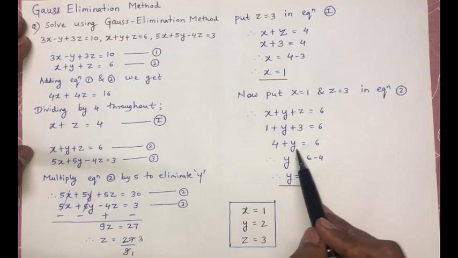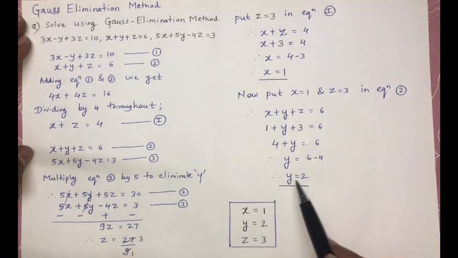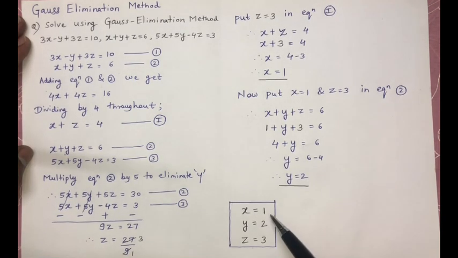So 4 plus y is equal to 6. So y is equal to 6 minus 4. So the final answer is y is equal to positive 2. Now you have all these answers: x is equal to positive 1, y is equal to positive 2, and z is equal to positive 3.